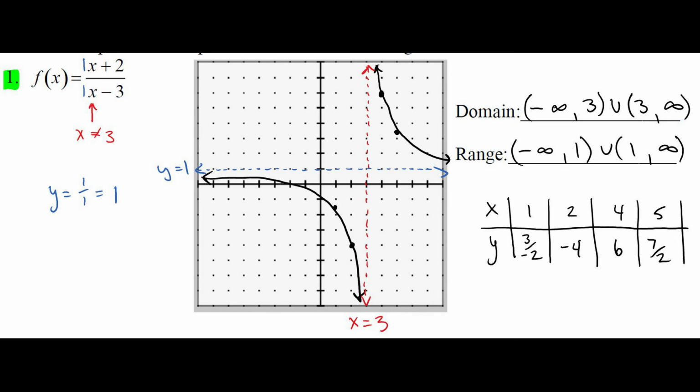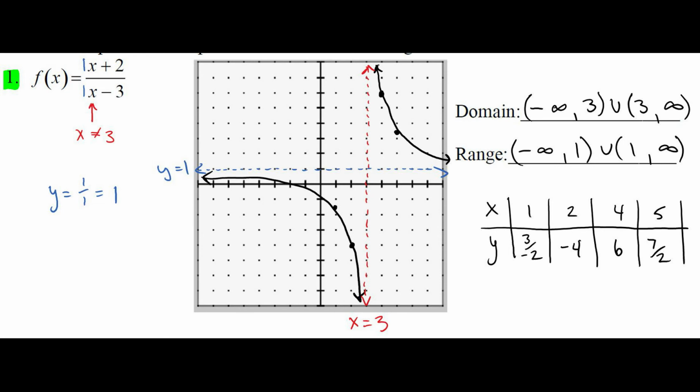And the domain for this is just going to be -infinity up to that +3, and then starting at that 3 going to +infinity. Really similar for the range, -infinity all the way up to 1, and then 1 to infinity on the top. So that is the entire thing.